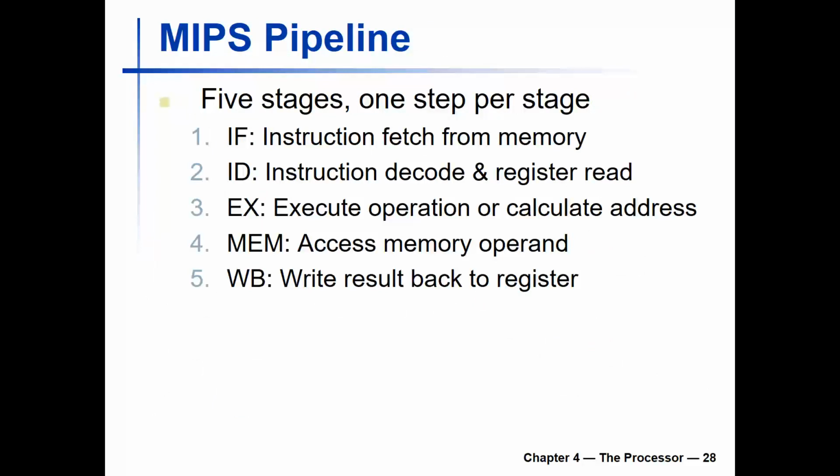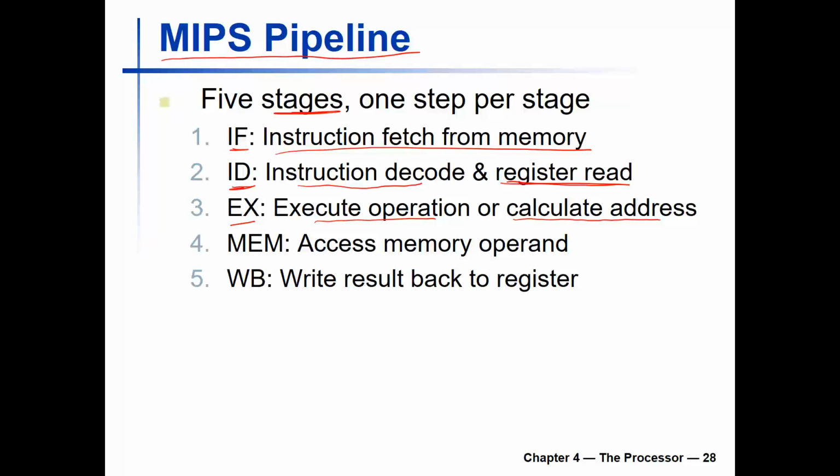In terms of the MIPS processor, we can identify that the execution of an instruction can be divided into 5 tasks. The first stage is the instruction fetch, where we read the instruction from the instruction memory. Then in the second stage, we decode the instruction and read the operands from the register file. In the third stage, we execute the operation in the ALU, or we calculate the address. We also need the ALU for that.